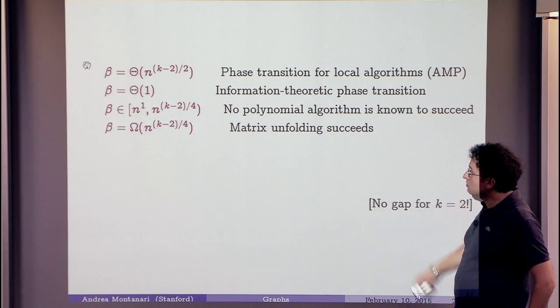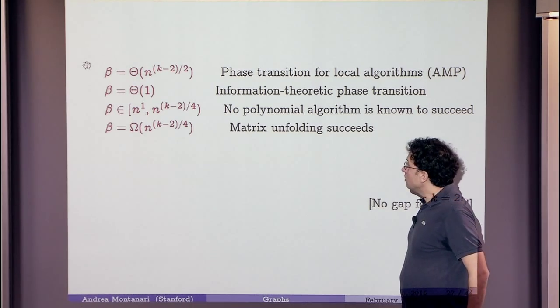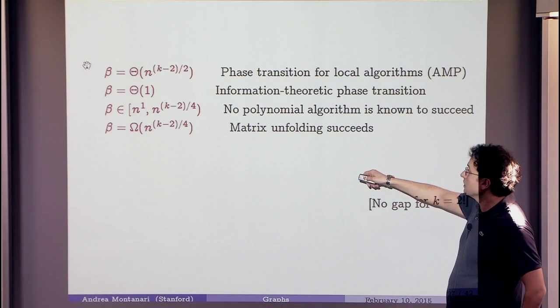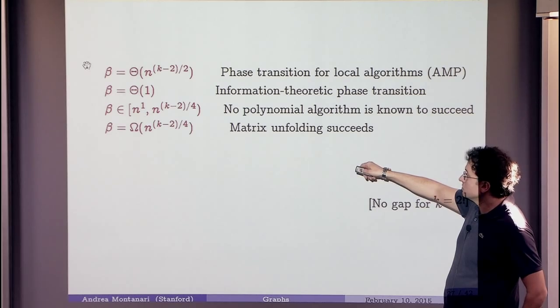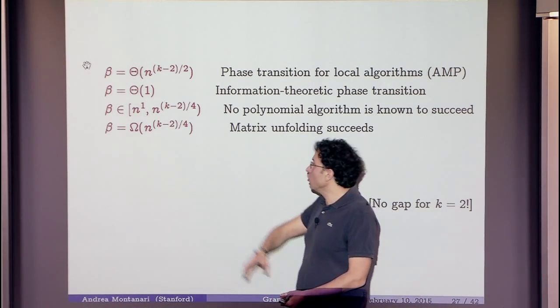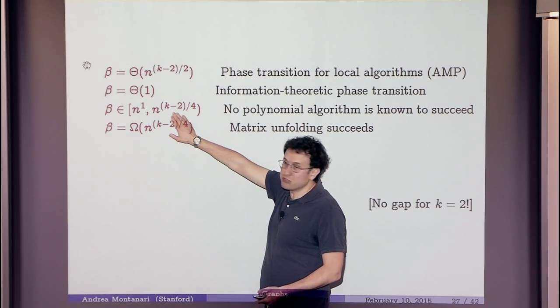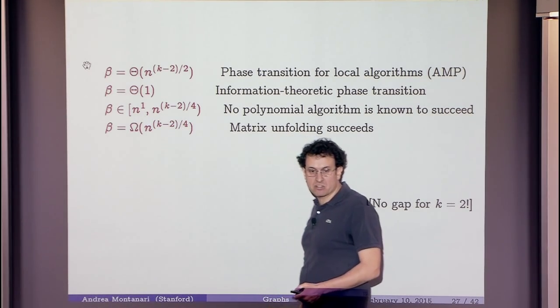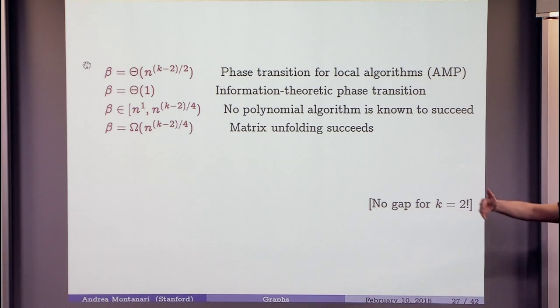And there is, I think this should be between 1 and n to the 0. But there is no polynomial algorithm known in this interval. Okay, so there is a diverging interval in which everything fails.